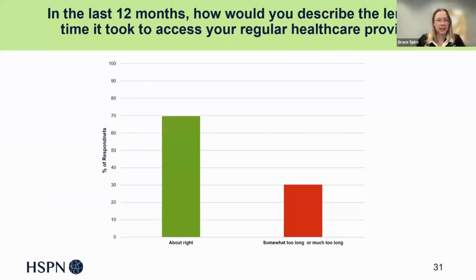We created a two-sided, or dichotomous, variable from one of the questions, and this was: in the last 12 months, how would you describe the length of time it took to access your regular healthcare provider? So here we can see the results of this specific question, with about 70% of respondents feeling the length of time was about right, whereas about 30% of the respondents felt it was somewhat or much too long.